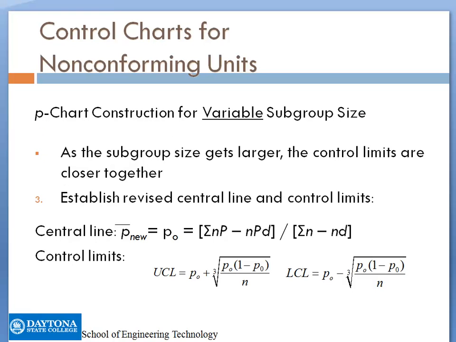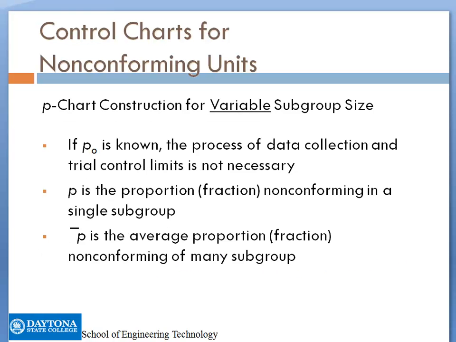Remember that as the subgroup size gets larger, the control limits are closer together. If you plot the data and you see that you have an out of control chart, then you have to revise the central line and the upper and lower control limits. If P sub O, which is the standard reference value of the proportion nonconforming, is known, the process of data collection and trial control limits is not necessary because you can substitute that value in the formula.